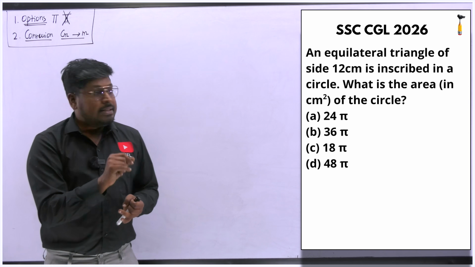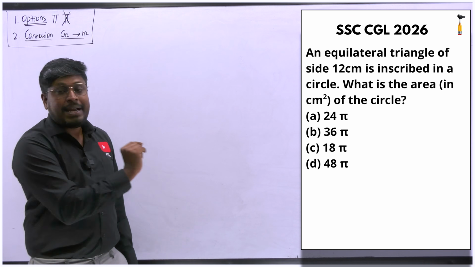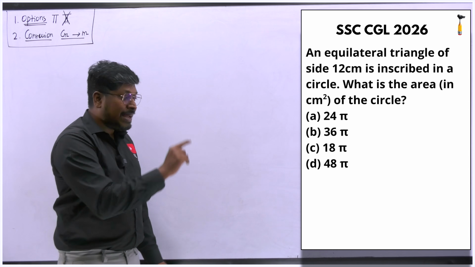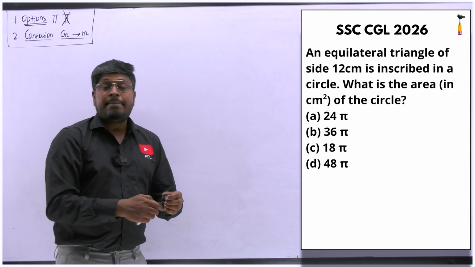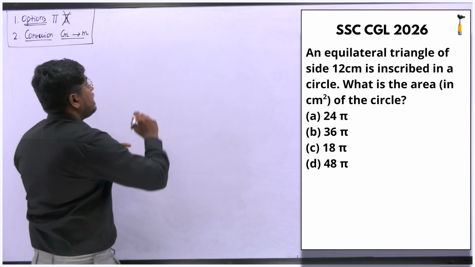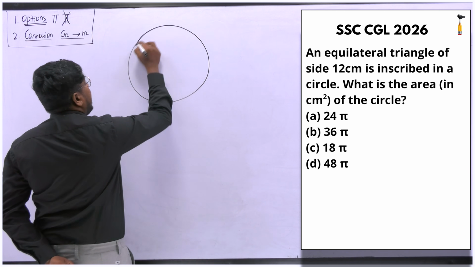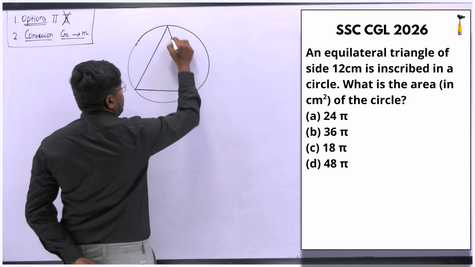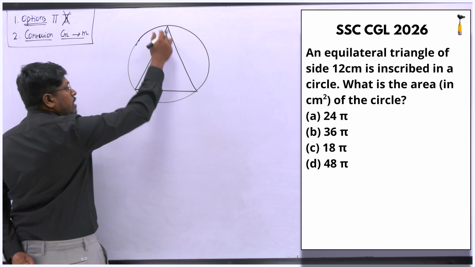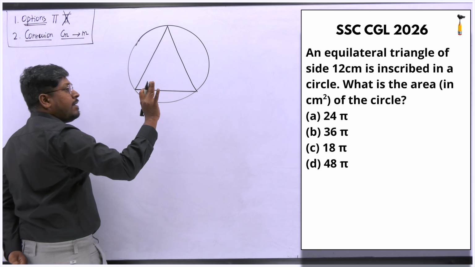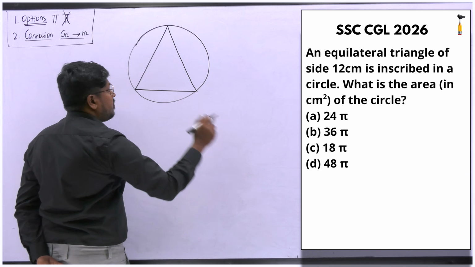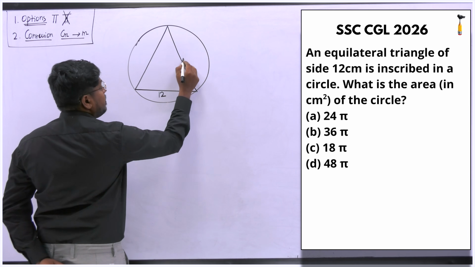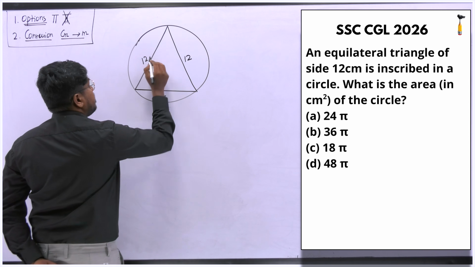So now according to the question, the equilateral triangle of side 12 centimeter is inscribed inside a circle. That means inside a circle we have a triangle, and this triangle is an equilateral triangle. An equilateral triangle is nothing but all three sides of the triangle are equal, and the side they have given is 12 centimeters. So this will be 12, this will be 12, and this will be 12.